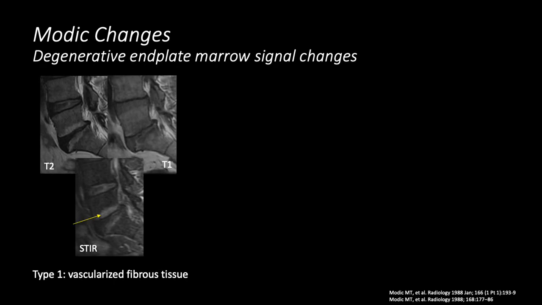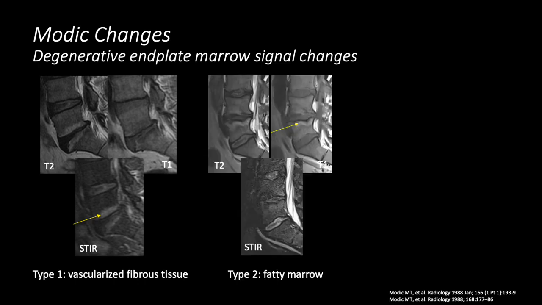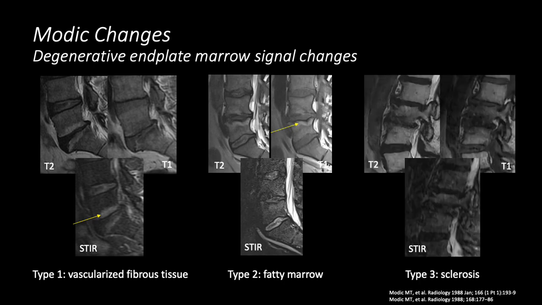The most common focal bone marrow abnormality we see, however, is benign. These are examples of Modic changes, which are degenerative end plate marrow signal changes. Type 1 is vascularized fibrous tissue, which has similar signal intensity to edema, bright on T2, dark on T1, and bright on STIR. And then you have type 2 Modic changes, where there's fatty marrow replacement adjacent to the end plate. And then finally type 3, where you get sclerosis, where the signal intensity of the end plates decreases on all sequences.